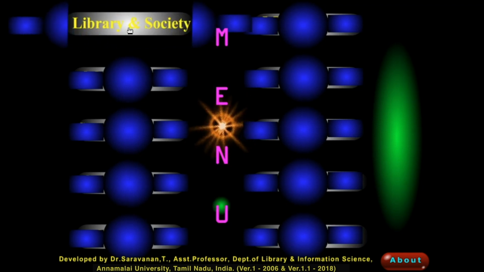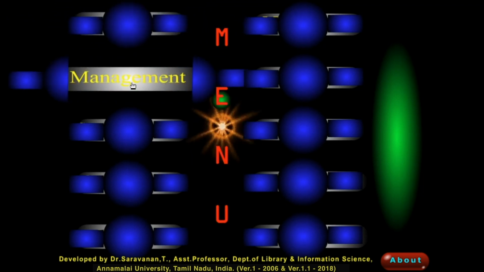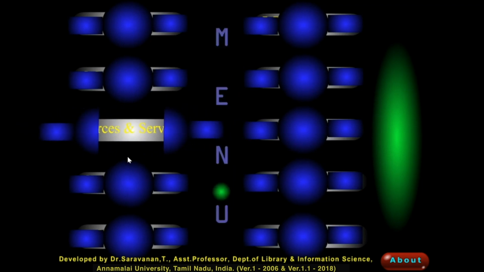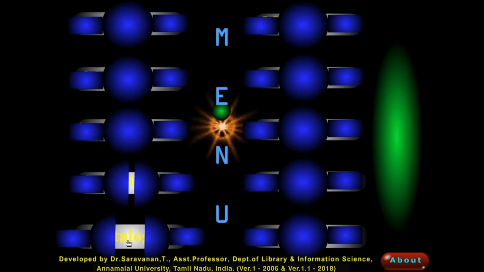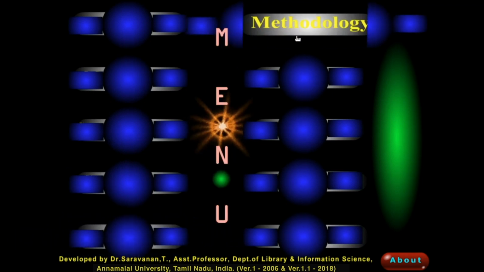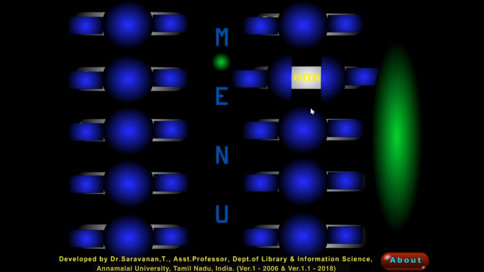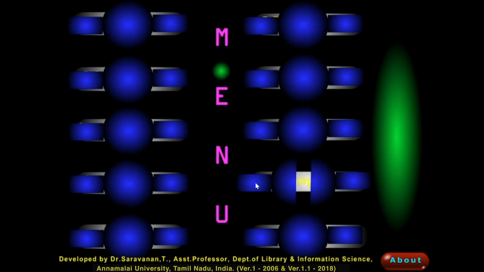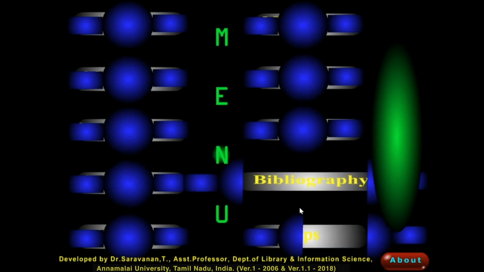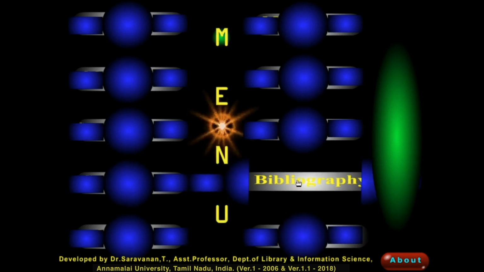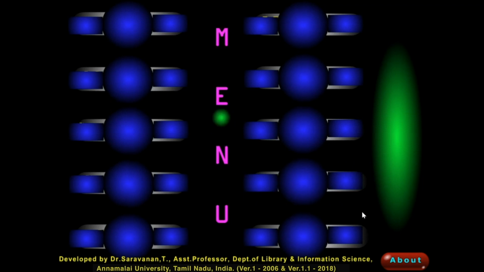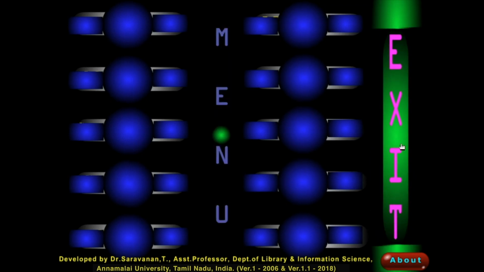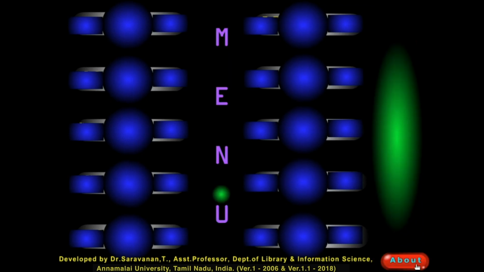The first one is Library and Society, Management, Sources and Services, Classification, Catalog, Methodology, Bibliometrics, Technology, Bibliography, and some other tips are there. See, if you move the curves like this, the graphic option would be disturbed. So you have to move it nicely and gently, then only it can be collapsed. This option helps you to quit the application. The basic information about this application can be accessed through About.